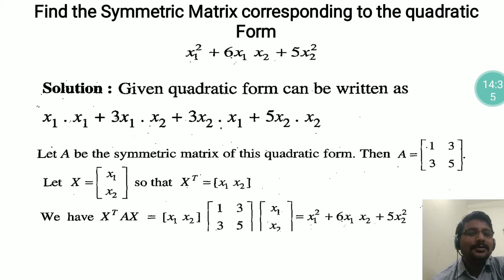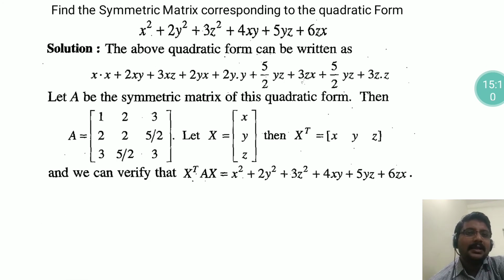We take the coefficients of x1 square, x1 x2, x2 x1 and x2 square, and can clearly define the matrix A. So let X equal the column x1, x2, so that X transpose is (x1 x2). Multiplying these three matrices, that is X transpose, A and X, we will clearly get the given quadratic expression. So we can verify whether the defined matrix A is right or wrong by multiplying these three matrices, that is X transpose AX.